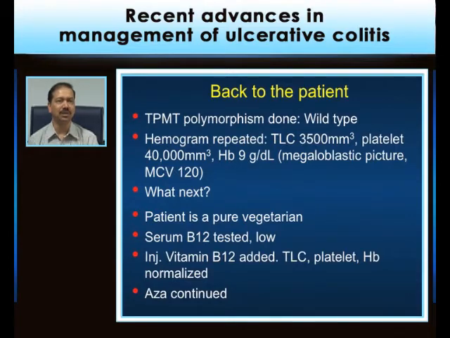Now, this patient's TPMT polymorphism I told you was wild type, but her TLC further came down to 3,500, platelets to 40,000, and there was a reduction in the hemoglobin as well, 9 gram per deciliter. The picture was megaloblastic with an MCV of 120. At this stage, we always ask the patient whether she is a vegetarian, which is not uncommon in Uttar Pradesh, and in fact the patient was a pure vegetarian.